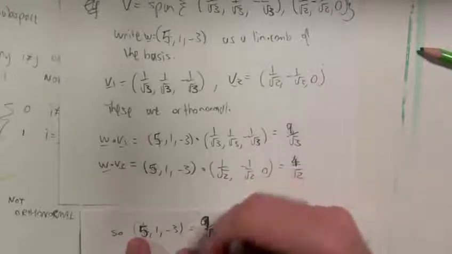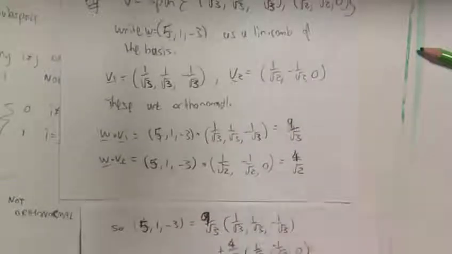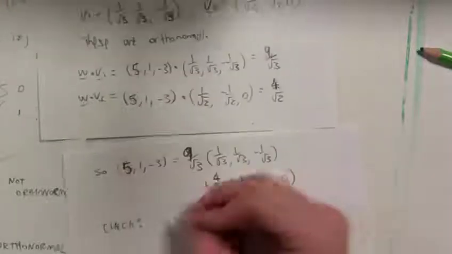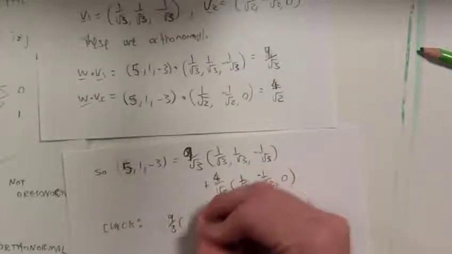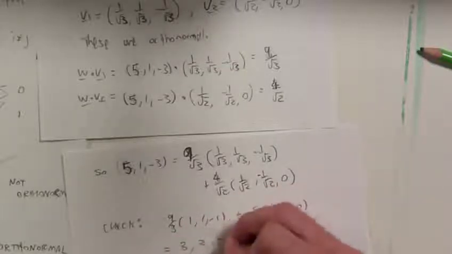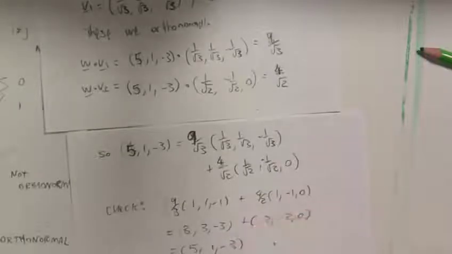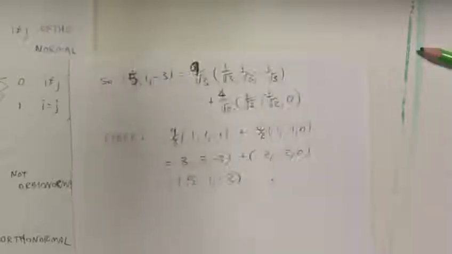And good, because 9 on root 3, and if I multiply it out by all those root 3's on the bottom, I'll get 9 on 3. 1 minus 1 plus 4 on 2, 1 minus 1, 0, which is 3, 3 minus 3 plus 2 minus 2, 0, which is very much 5, 1 minus 3. And the world makes sense again. Okay. Right. Sorry about that.